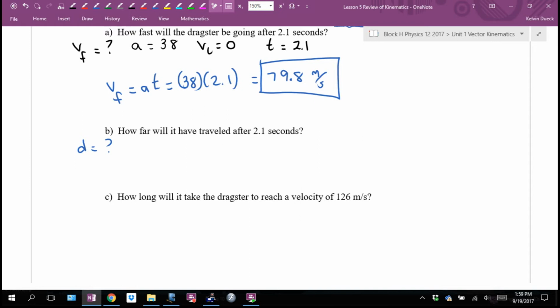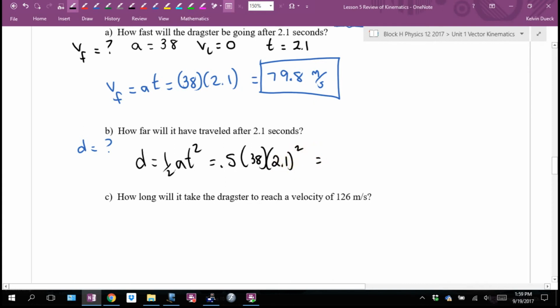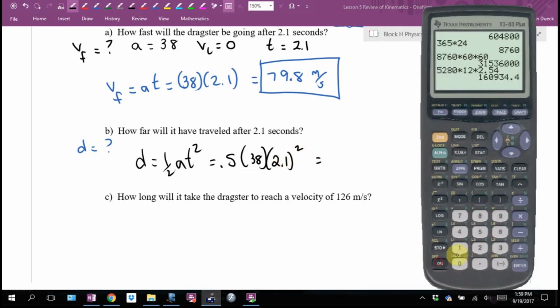VI is 0. Now, I had somebody last block say D equals VI T plus a half AT squared. And I said, well, no. When you're multiplying by 0, that whole term vanishes. So we can just say, hey, D equals a half AT squared. 0.5, 38, 2.1 squared.